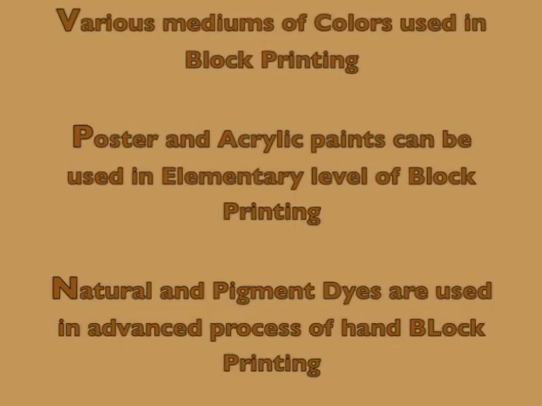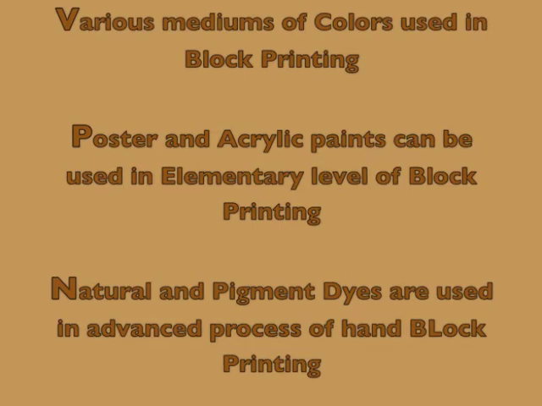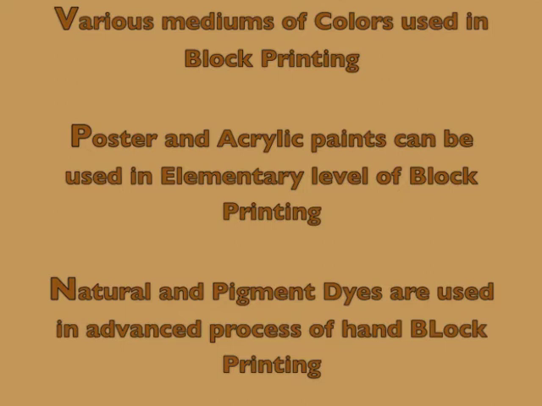Summing up, or rather the summary of today's lesson: after studying this unit, we came to know about the various mediums of colors used in the block printing process. Posters and acrylic paints can be used in the elementary level of block printing, whereas natural dyes and pigment dyes are used in the advanced process of hand block printing.